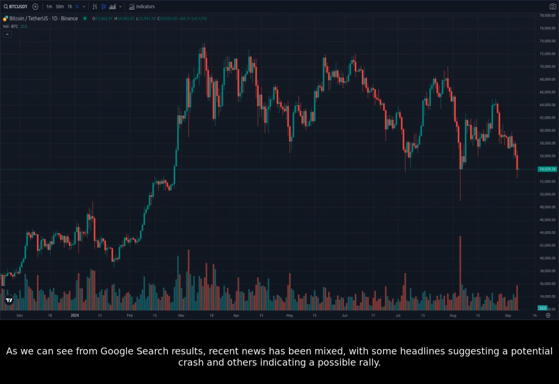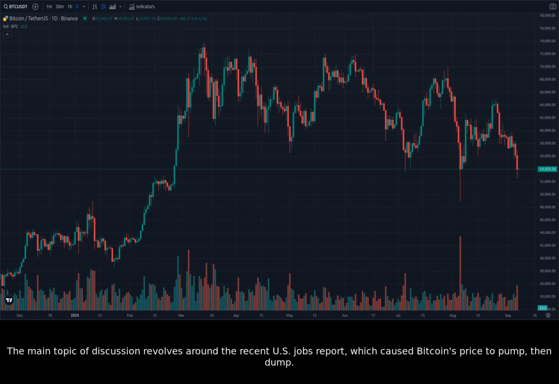As we can see from Google search results, recent news has been mixed, with some headlines suggesting a potential crash and others indicating a possible rally. The main topic of discussion revolves around the recent U.S. jobs report, which caused Bitcoin's price to pump, then dump.